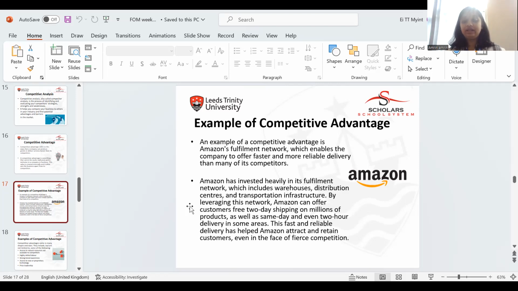The fast and reliable delivery has helped Amazon attract and retain customers even in the face of fierce competition. Is it like that or not? You just think and tell me, because everybody knows Amazon nowadays, and whenever you shop, you get your parcel on time. That is the customer satisfaction they get, and people love to order from them again and again.